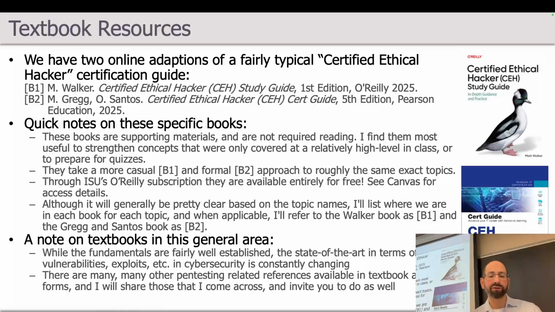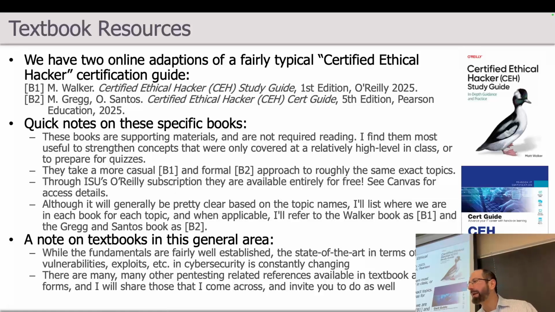What that winds up resulting in is a textbook that may, in parts, read a little stale. It's by design or by necessity. There's no way to avoid that. It may feel a little stale in parts. What there are, once we go outside of a university environment or outside of a textbook publisher, is all sorts of other resources and references in this pen testing community, in all sorts of software forms and other forms.